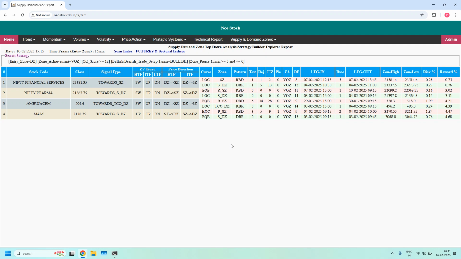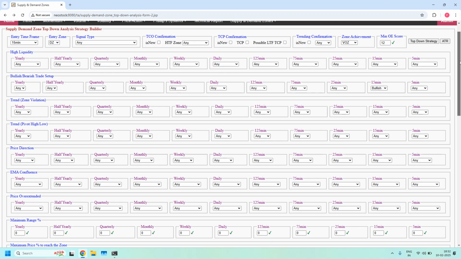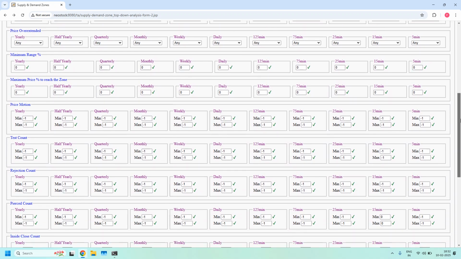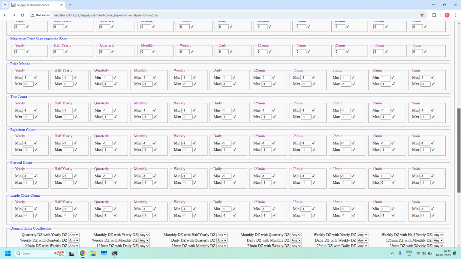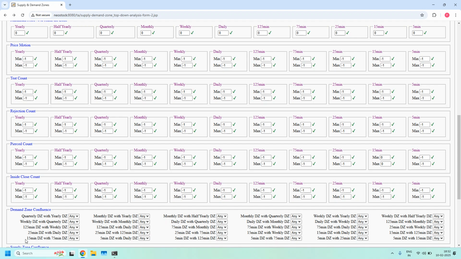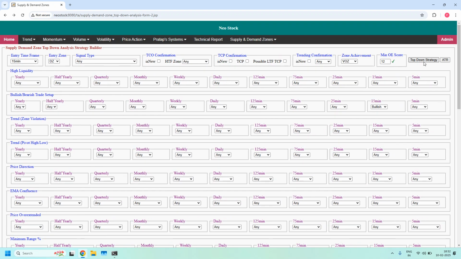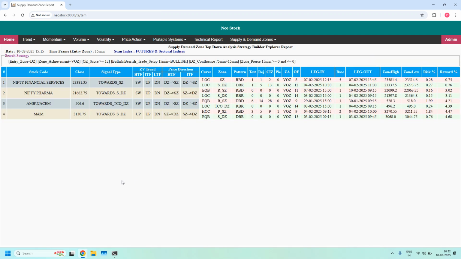Out of these 4, how many of these demand zones are having ITF confluence? Let us verify. So in the demand zone confluence, I am setting the filter: 15 minutes demand zone with 75 minutes demand zone confluence. That is LTF, ITF, demand zone confluence. All 4 stocks are filtered. That means in all the 4, these 15 minute zones are overlapped with the 75 minutes demand zone. And the 75 minutes trend is up in all the 4 stocks, ITF trend.